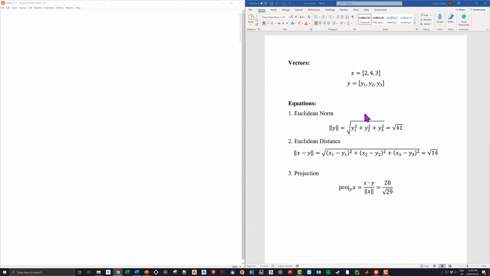Now on the right side, what I did is I created a little Word document to show you what exactly we're trying to solve. So right now, this is what you guys will try and solve in the assignments. We have our vector x, and then we also have our vector y, and y has the 3 unknowns that we're trying to solve for. Now, we have 3 equations to solve for those 3 unknowns, which are the Euclidean norm, Euclidean distance, as well as a projection.